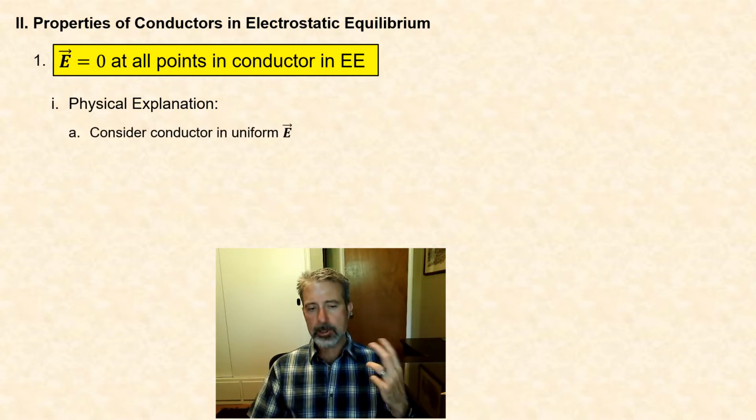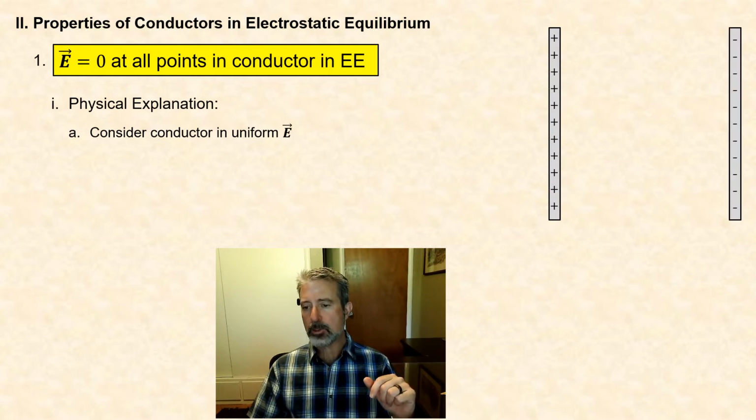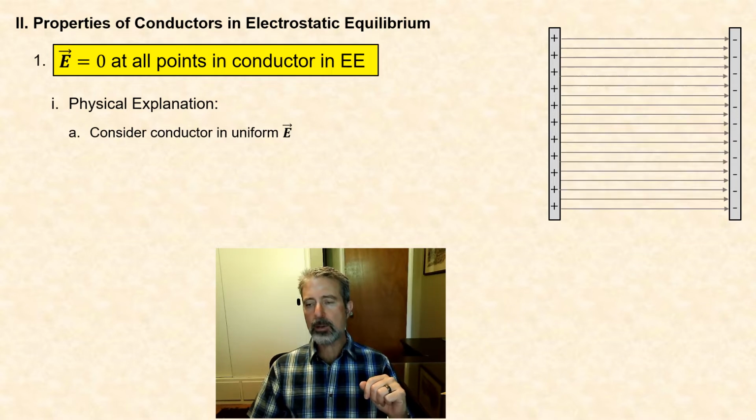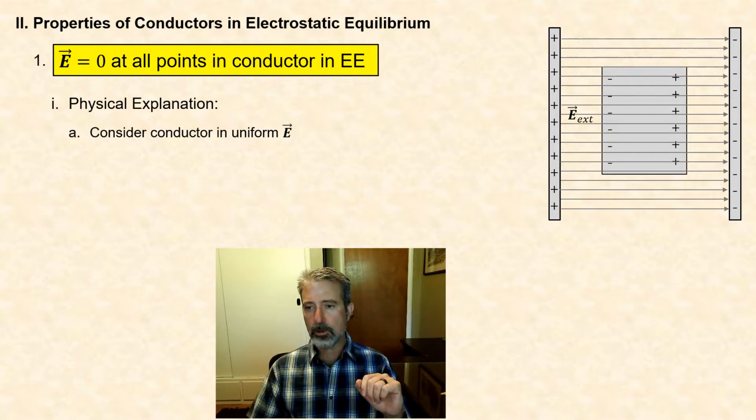So if we try to explain what's going on here, let's start by considering a conductor in a uniform electric field. And this is exactly what a parallel plate capacitor will provide you with. We're going to do a whole unit on capacitors, but for now, let's assume that we have these 2 equal and oppositely charged plates providing a uniform electric field in the region between the plates. And let's suppose that we put a conductor in this region where there's a uniform electric field.